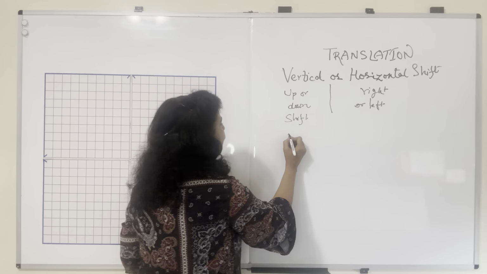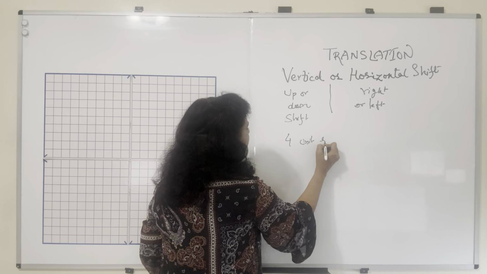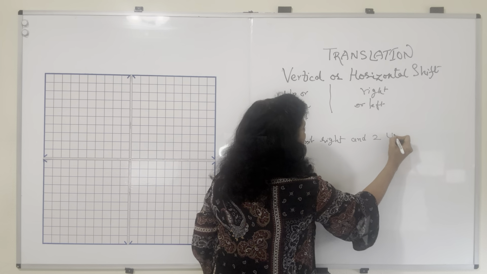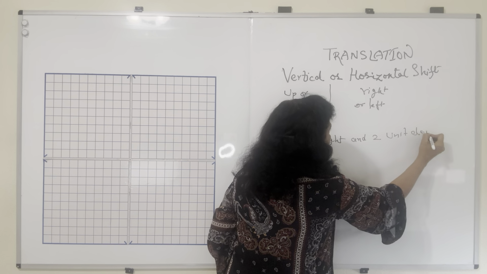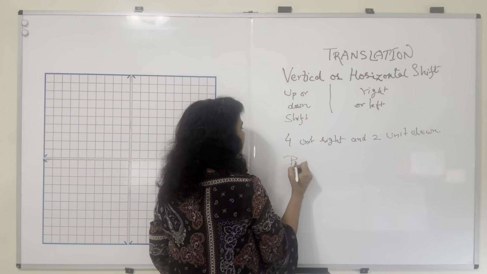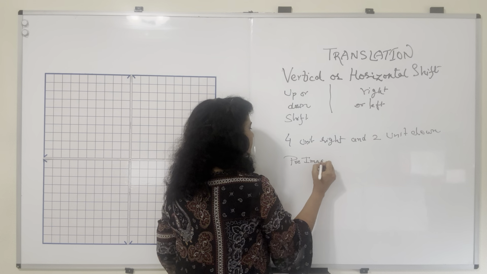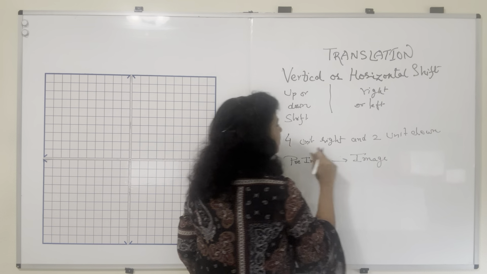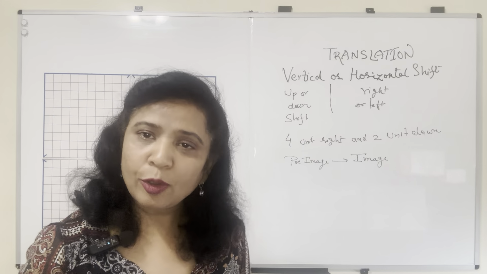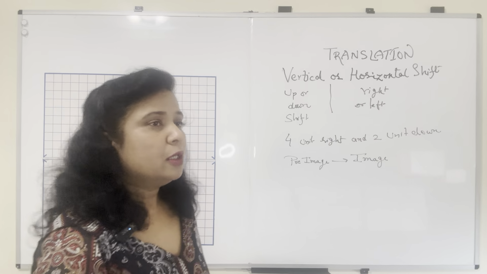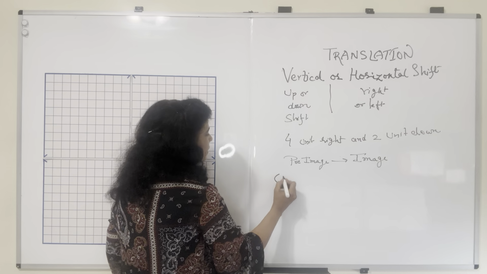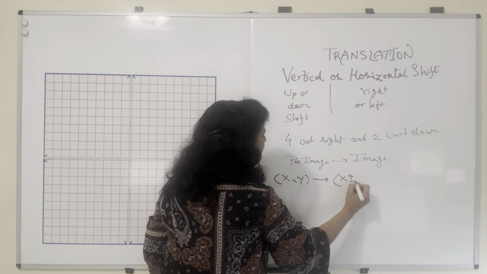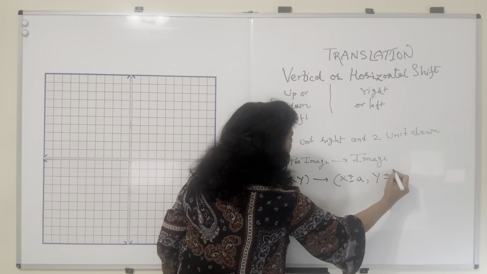So if I say 4 units right and 2 units down, from your pre-image you are transforming to your image, and this is your verbal notation. How do we write that in the coordinate notation? Remember that for x and y, you are talking about x plus or minus a and y plus or minus b.